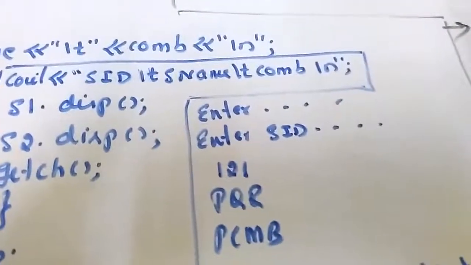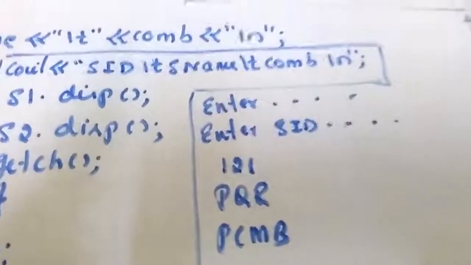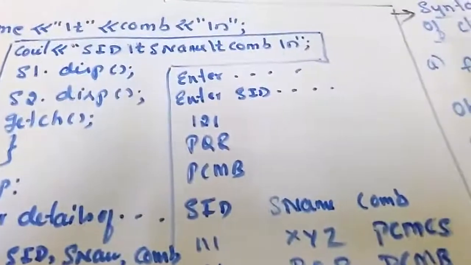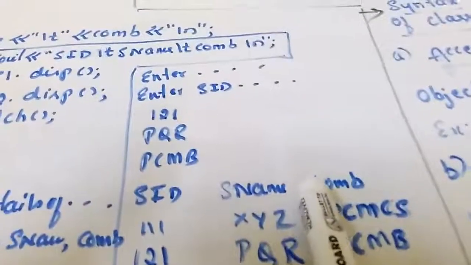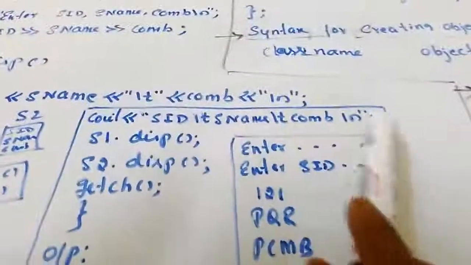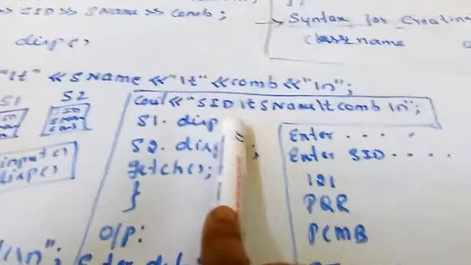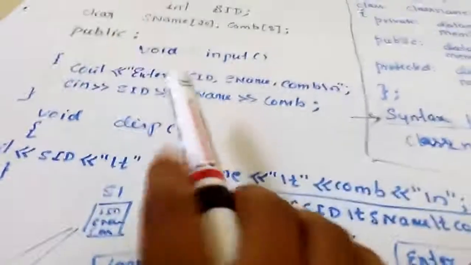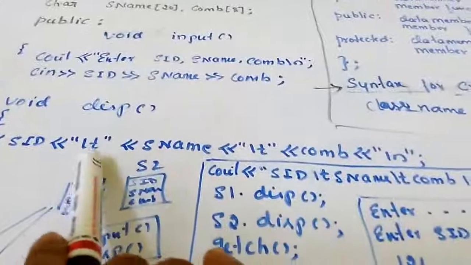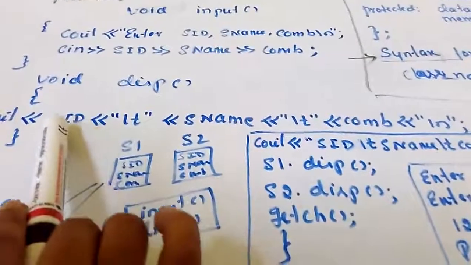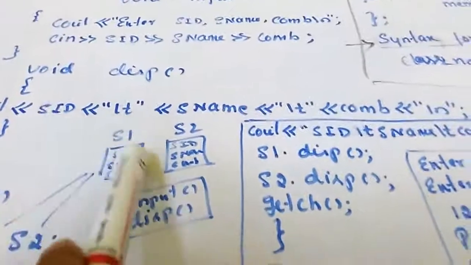After that, the heading is there: SID \t SName \t combination. What happened here? After SID there is a tab space, then SName, a tab space, then combination. And \n is there, so the cursor comes to the next line. After that, S1.display. So the S1 object is going to call the display function. The display function displays the contents of S1. Whose SID? S1's SID, 111, XYZ like that. I hope you understood this program.